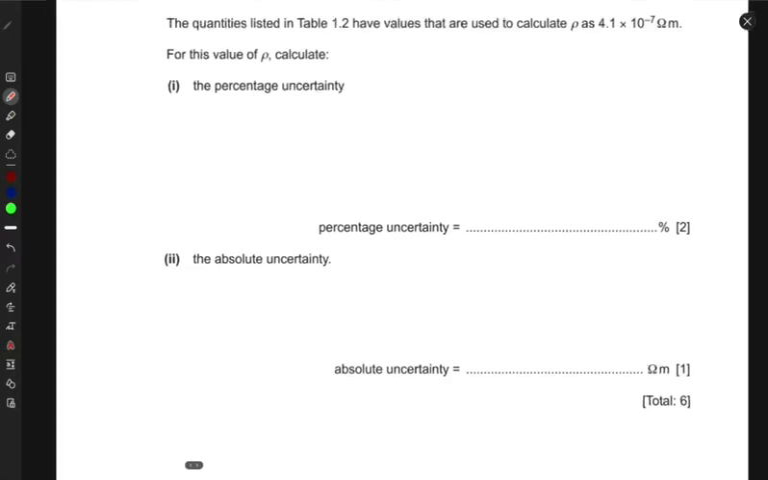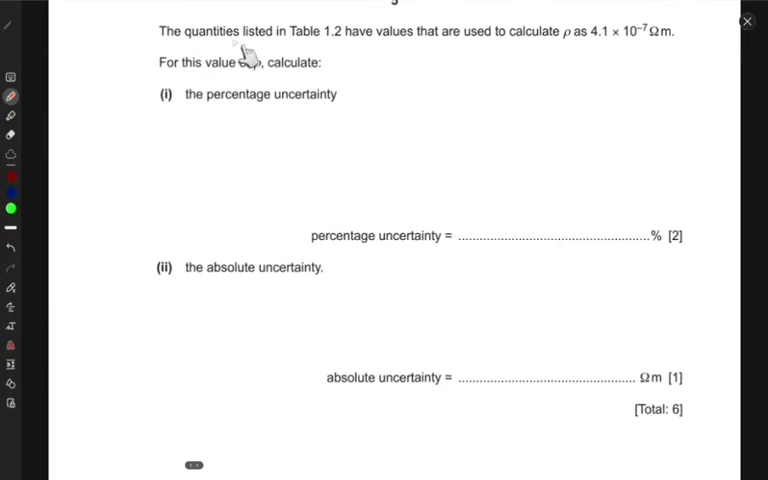So if you go back to this next page, the quantities listed in table 1.2 have values that are used to calculate rho as this. So they're saying that rho has been calculated as this. For this value of rho, calculate its percentage uncertainty. So we know we had this equation V equals 4 rho L I over pi d squared. I can rearrange this equation for rho because I need to calculate the uncertainty for this value of rho. So that rho becomes pi d squared V by 4 L I. Right?